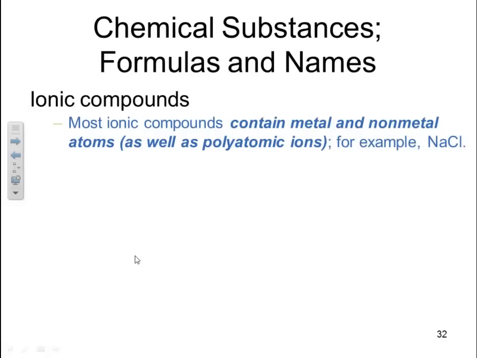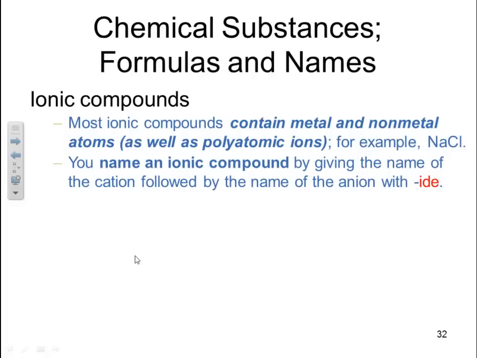Ionic compounds. Most ionic compounds contain a metal and non-metal, as well as polyatomic ions. For example, sodium chloride. You name an ionic compound by giving the name of the cation first, followed by the name of the anion with IDE.